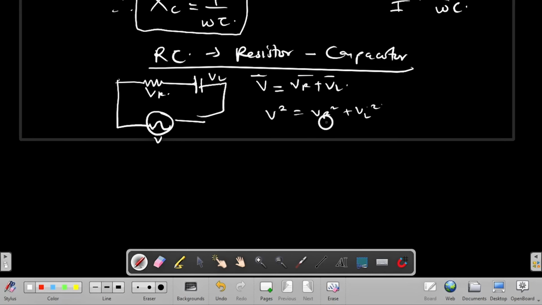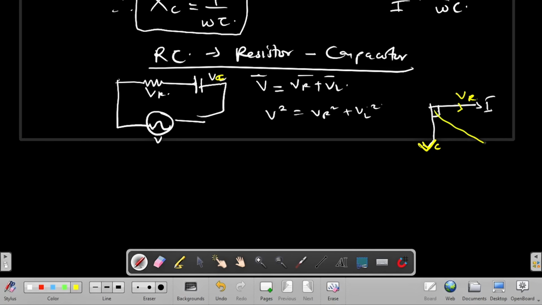But this can be derived from the phasor diagram. Remember that in a capacitor, the current is leading the voltage. So I have my I and I have my voltage, and it's 90 degrees. But remember that VR, which is the voltage across a resistor, is always in phase with the current. So VR will fall on this. So I have my VR and I have my VC.